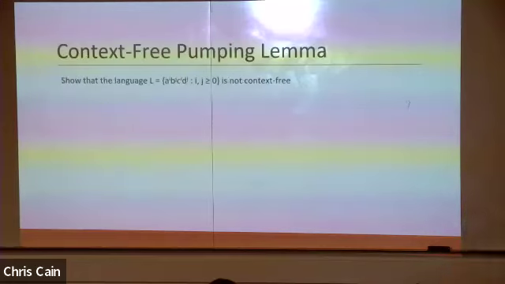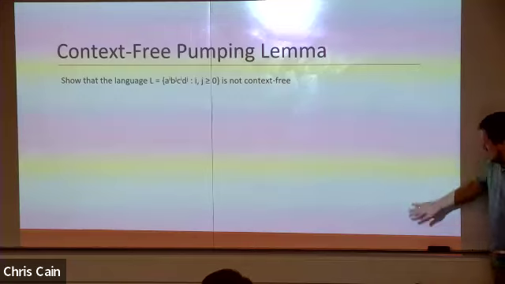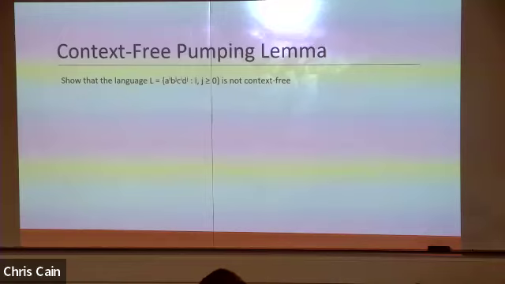So next one would be a context-free pumping lemma. Here we have A to the I, B to the J, C to the I, D to the J. I and J are greater than or equal to 0. Show that this is not context-free. Any ideas of how people would want to proceed with this? Let's just talk about it in the abstract before we start writing it out. How would you approach a question like this?